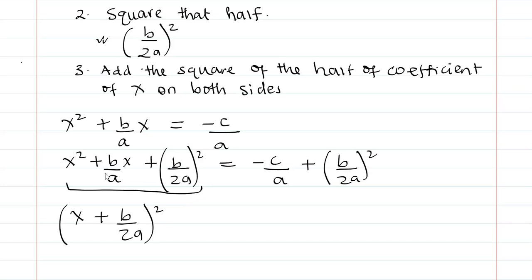So we are trying to factorize the whole of this expression. So it gives us (x + b/2a) all squared. And if we expand this one, it takes us back to this one that you are seeing up here. So we have created a perfect square.